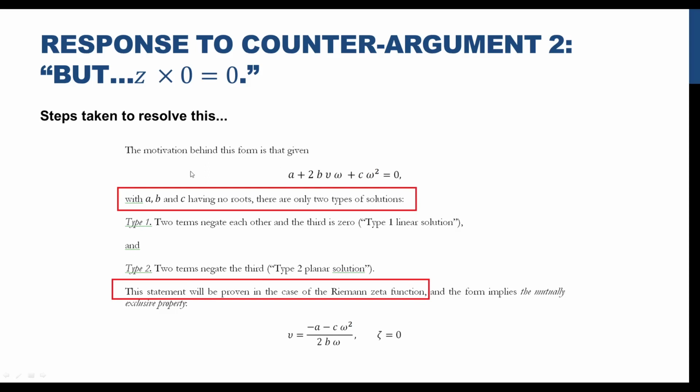All right, it says, in the top one, with A, B, and C having no roots, there are only 2 types of solutions. And I give the identity or expression. No, so what is this? This is a solution. Yes, for 0. Good. And we just say, and so no one stops reading the paper here.